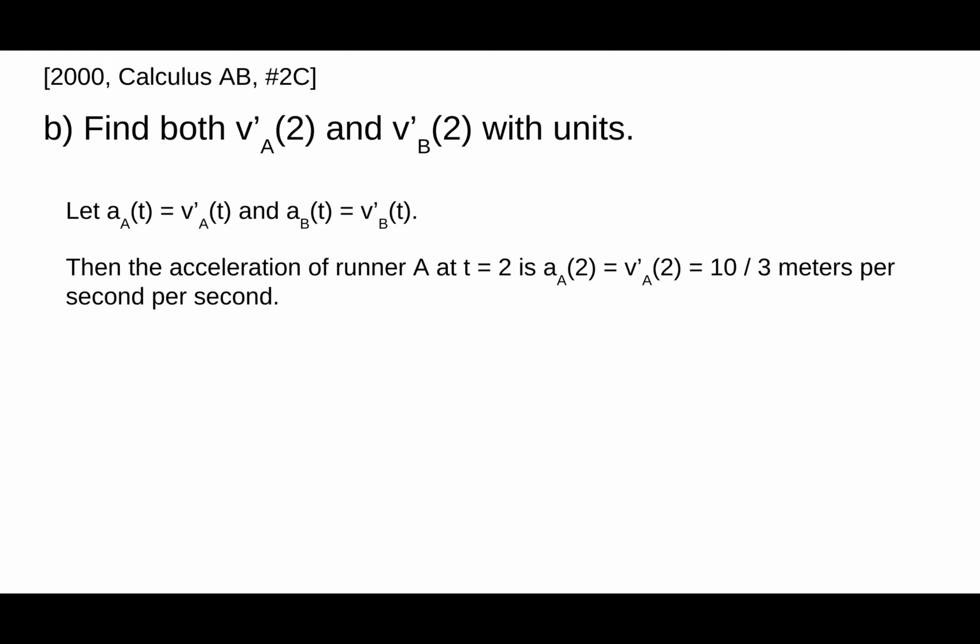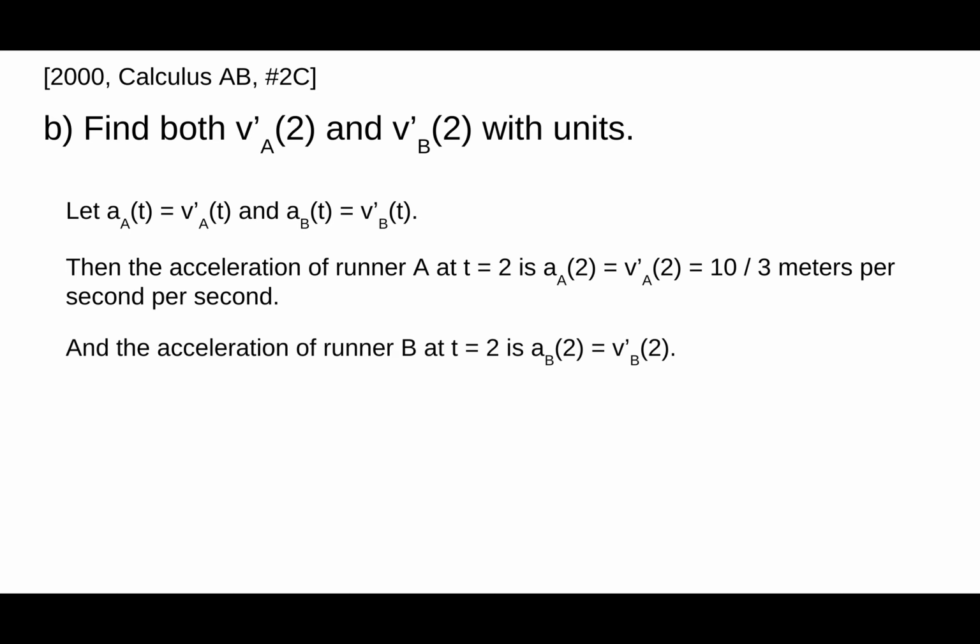Now for runner A, the velocity function is the graph. So the acceleration of runner A at t equals 2 would just be the slope of the graph at t equals 2. Checking the graph, we see that the slope at t equals 2 is 10/3. So the acceleration of runner A at t equals 2 is just 10/3 meters per second per second.